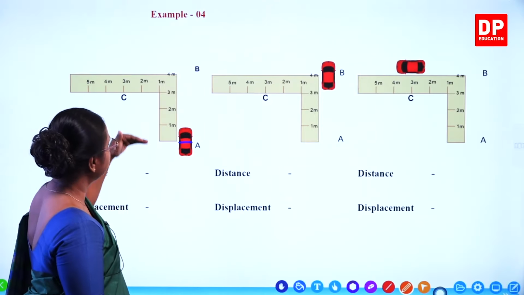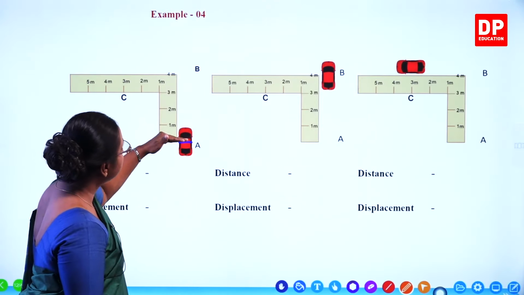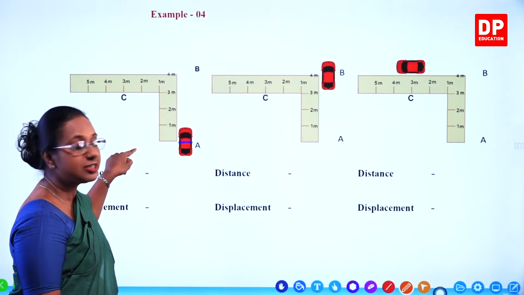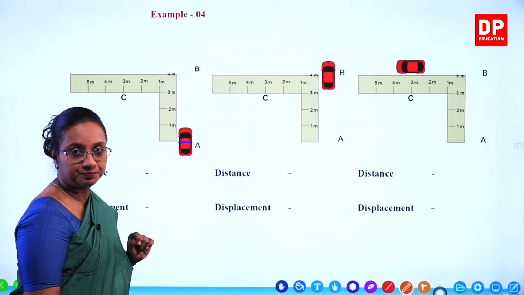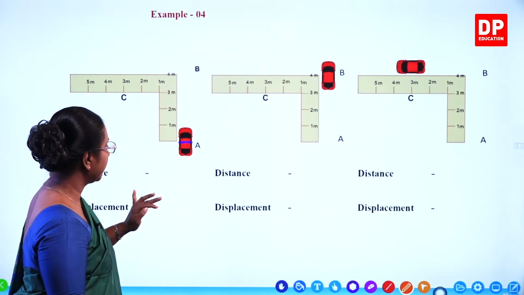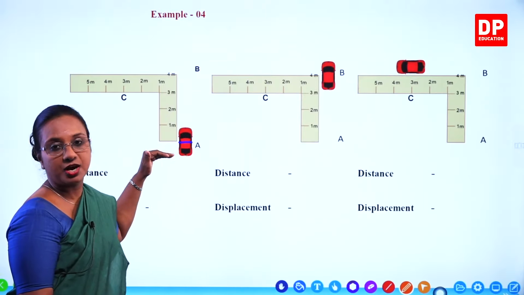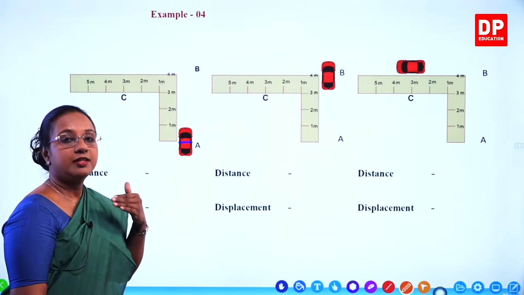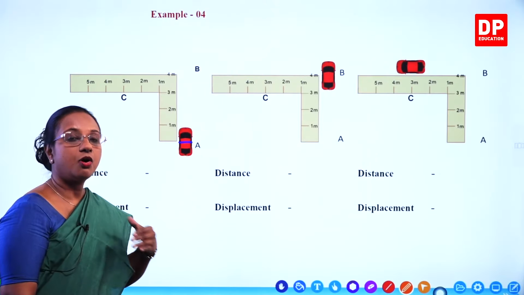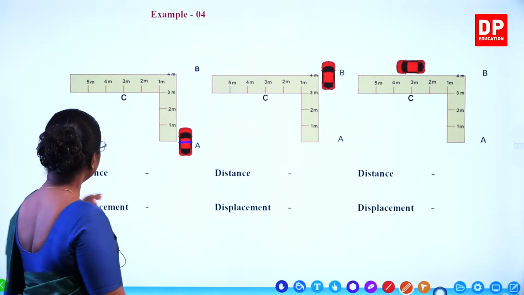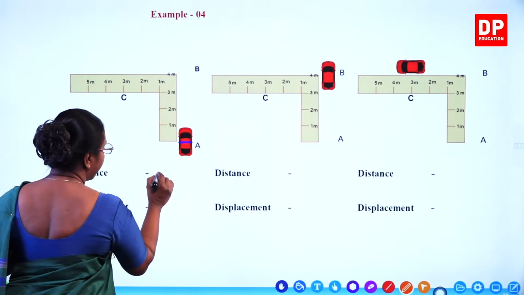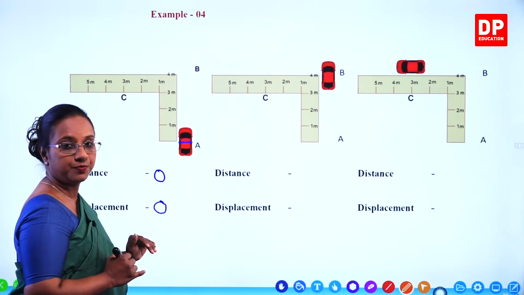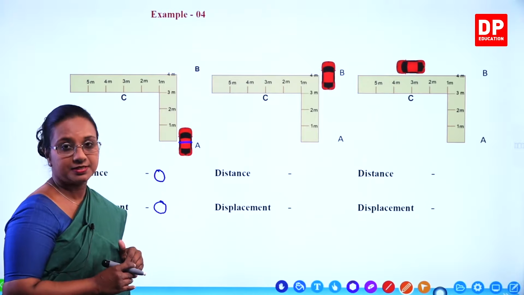So as you can see in this diagram, the midpoint of the car is in the 0 position or the starting point A. So in the first diagram, the car is ready to start its motion. It's in its initial position. Therefore, there is no distance traversed or no displacement. Then for this first instance, we write the distance as 0 and the displacement as 0. That is the initial position.